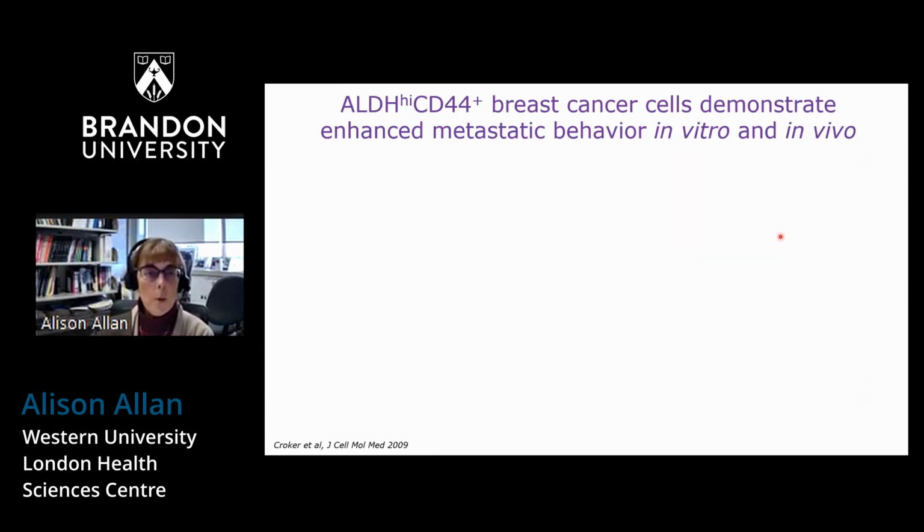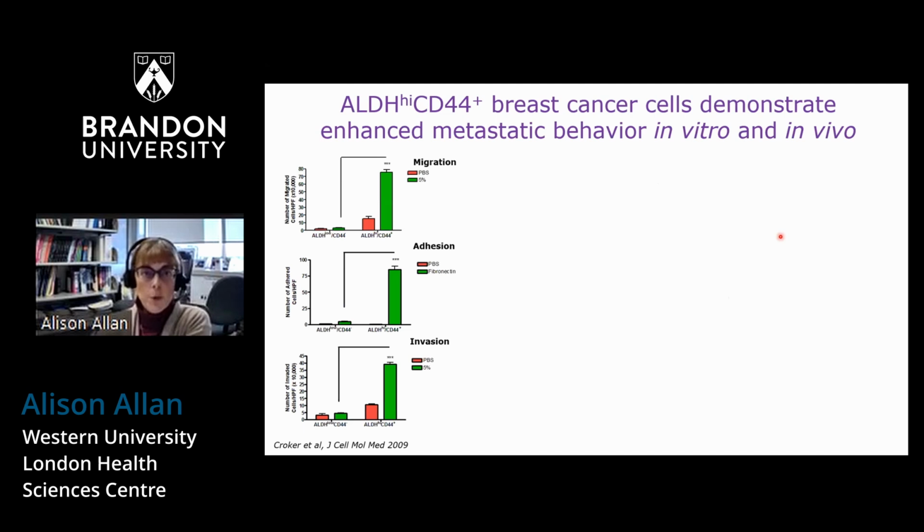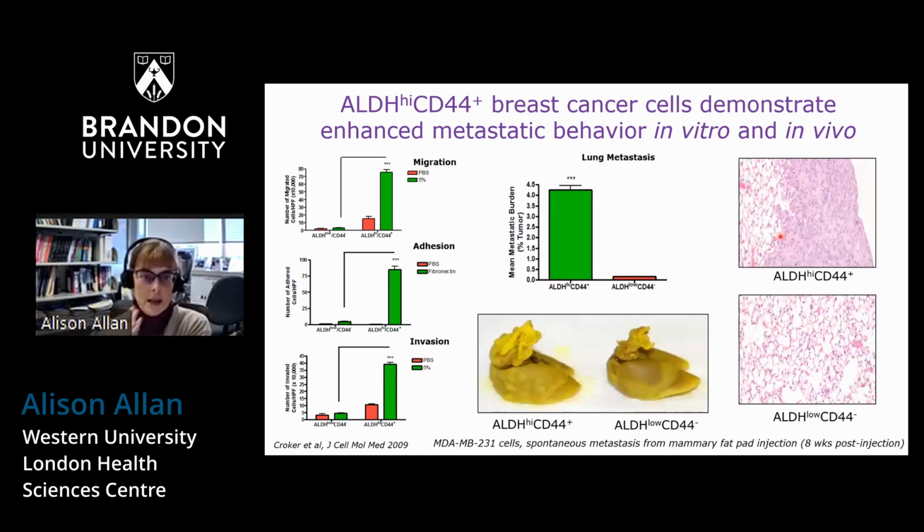So what Alicia observed was that ALDH high CD44 positive breast cancer cells do demonstrate enhanced metastatic behavior across all of the assays that we looked at. So we looked at in vitro, we saw significantly enhanced migration, invasion, and adhesion, and then really significant increases in lung metastasis. And so this is just a graphical representation, but here's what the lungs look like at necropsy.